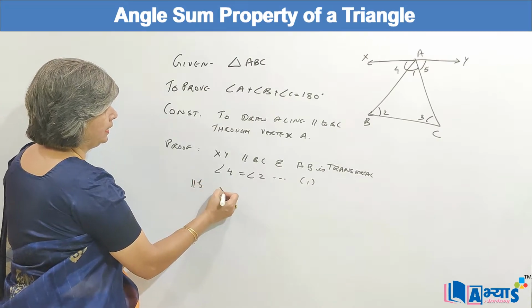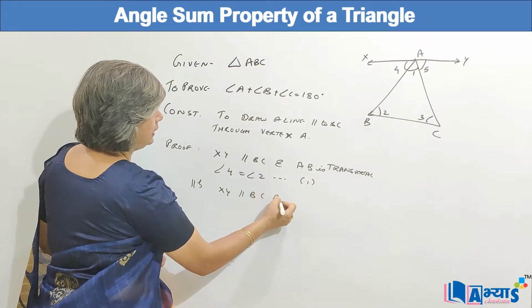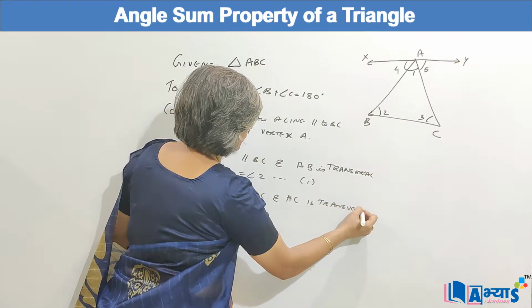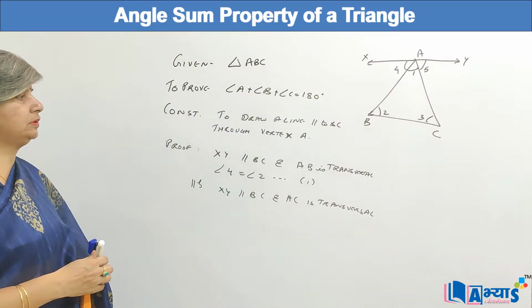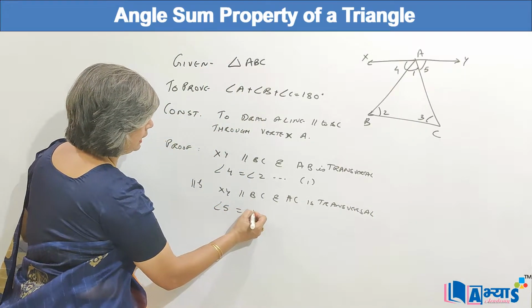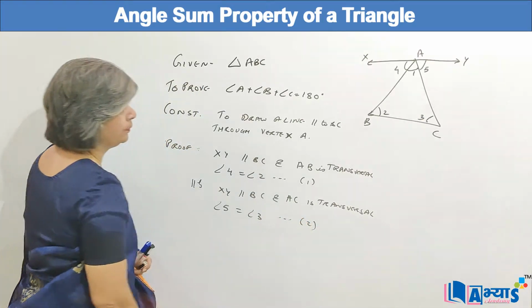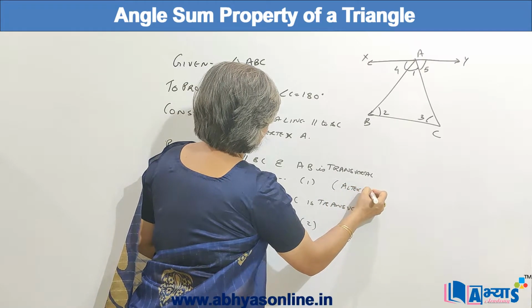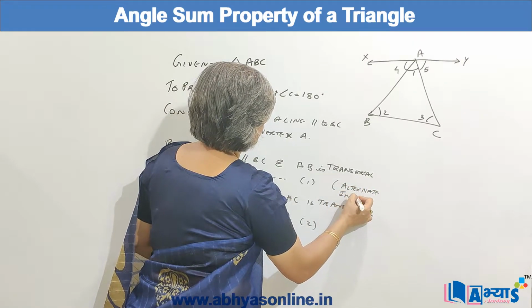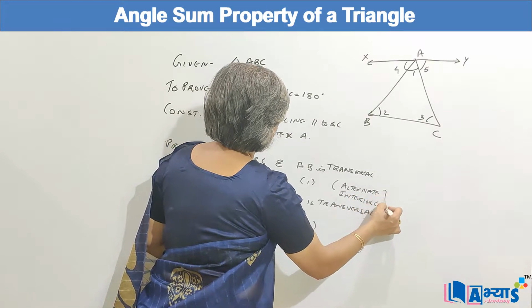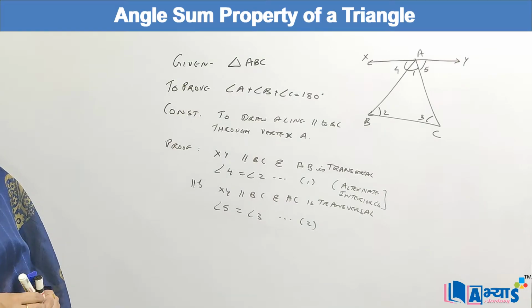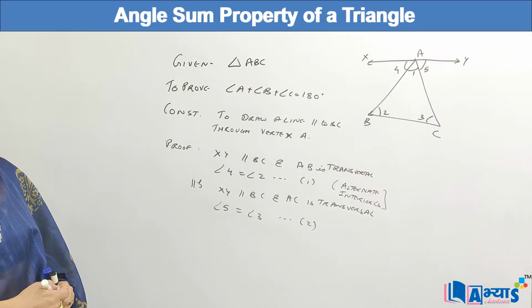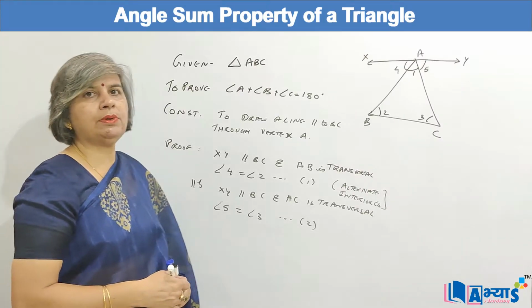Similarly, XY is parallel to BC and AC is the transversal. In this case, AC is the transversal, so angle 5 is equal to angle 3. Let it be equation 2, because they are alternate interior angles. We know that in parallel lines the alternate interior angles are equal. So angle 4 is equal to angle 2 and angle 3 is equal to angle 5.